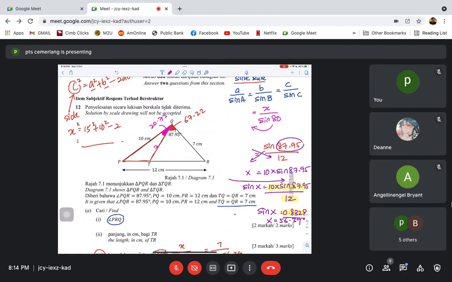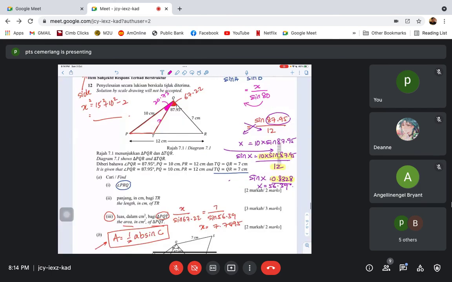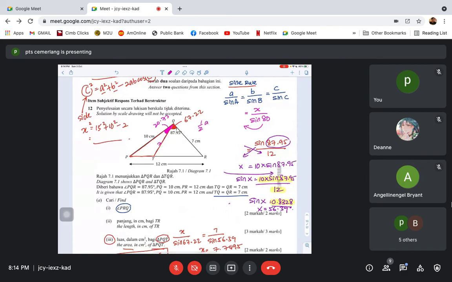Jadi you punya formula becomes 1/2 ab sin C. So 1/2, wait I write it here lah. 1/2 ab sin C. So 1/2 times your a and b, kan? It refers to the two sides, which is 10 and 7. Okay, and then sin C multiplied by sin 20.73, and there you go. You akan dapat nilai area dia, and that's it. Okay.